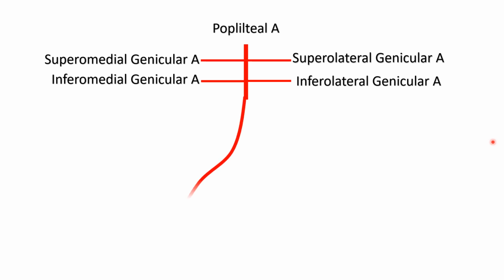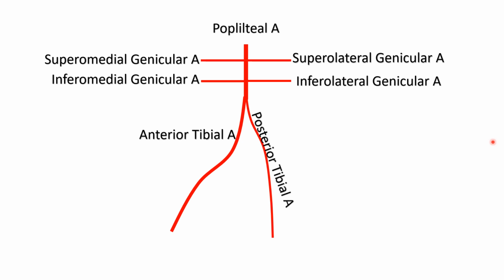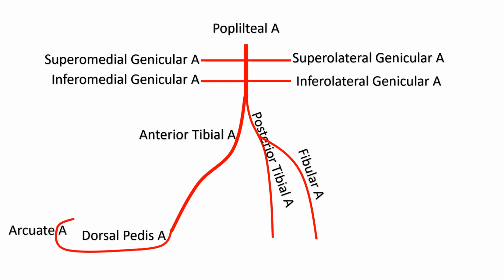Popliteal artery will branch into an anterior tibial artery and posterior tibial artery. Coming off the posterior tibial artery is the fibular artery. So these will continue down the posterior leg. The anterior tibial artery will continue down the anterior leg. Once it crosses the ankle joint, it will change names to dorsalis pedis artery, and this is on the dorsum of the foot, which then continues around as the arcuate artery.